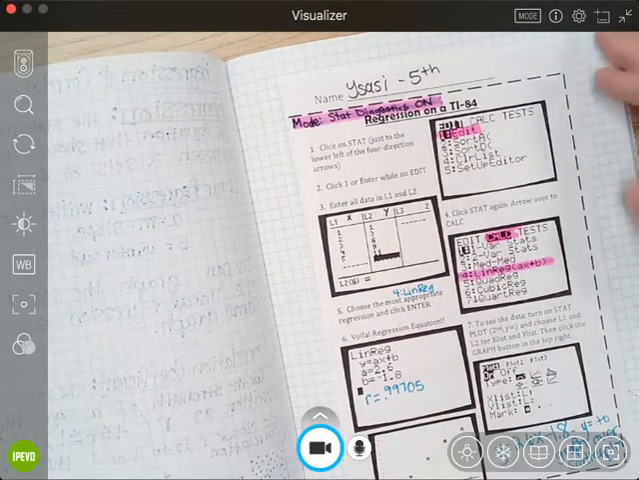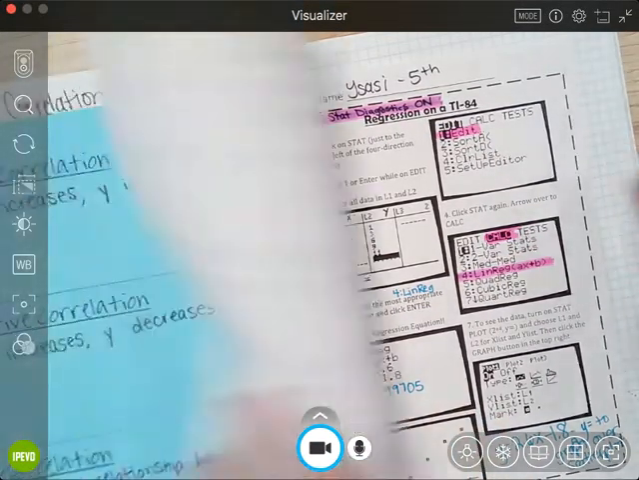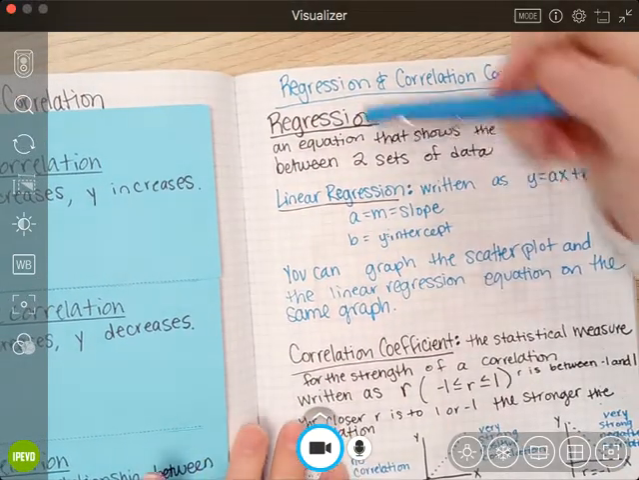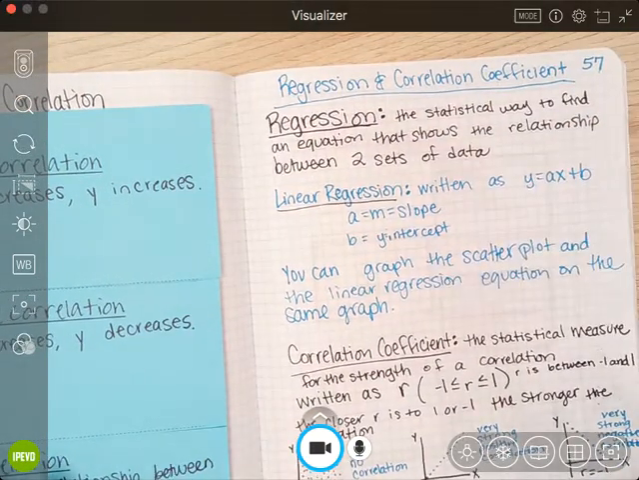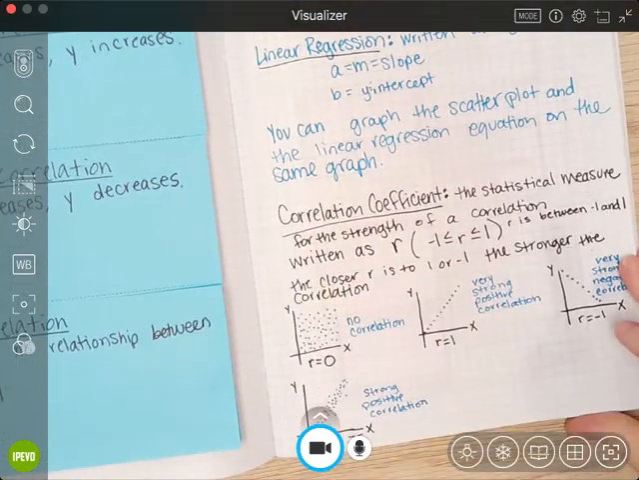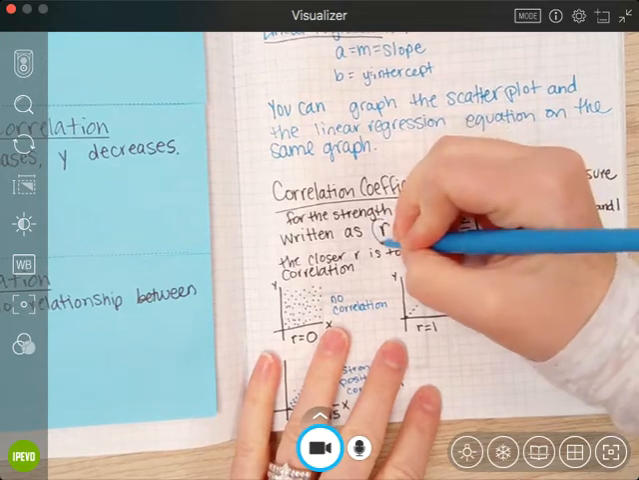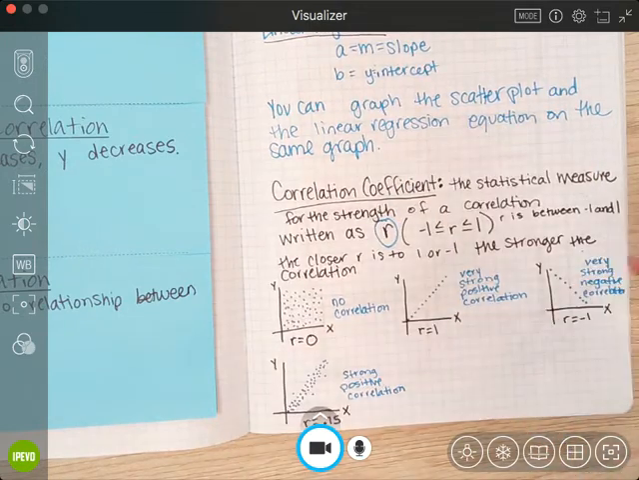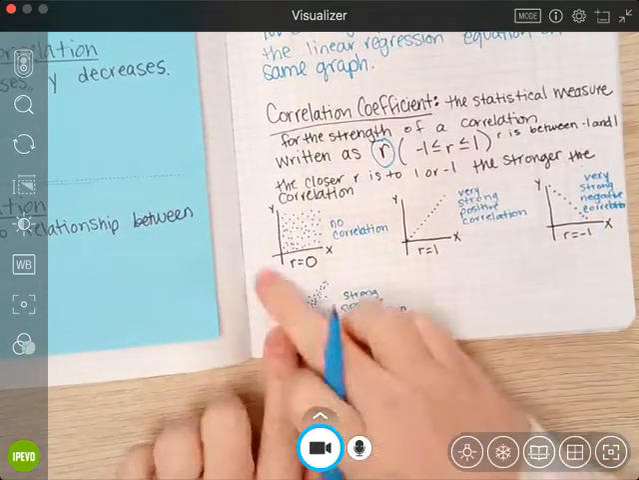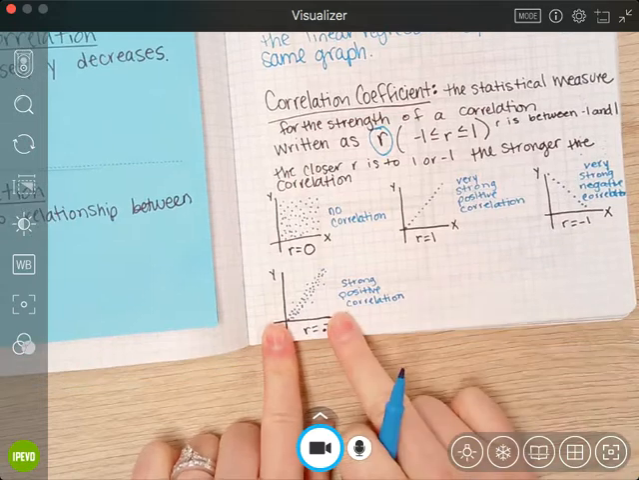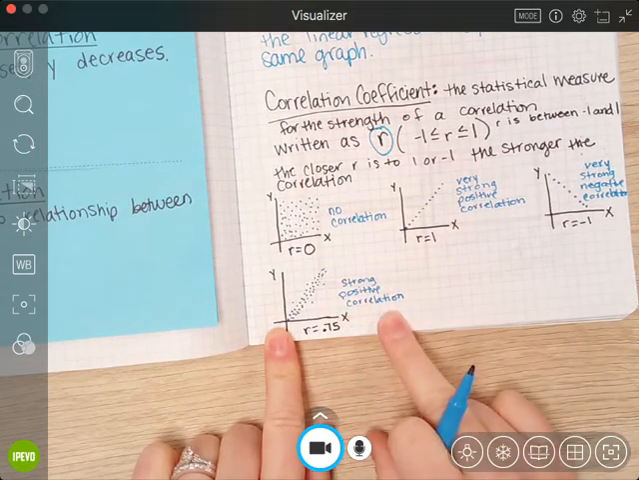Okay, so we are going to continue to talk about regression. Yesterday we looked at regression and correlation coefficient. So here are the notes that go with that. And then our correlation coefficient is going to be named R. We are going to use our calculator to find all of this information. Then these were very strong positive, very strong negative, and this is just a strong positive.